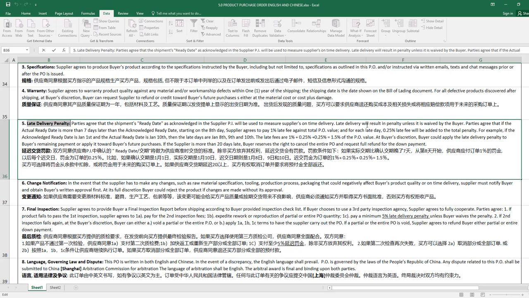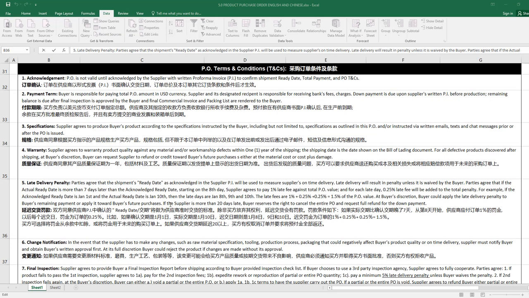So at the end of the day, you can choose to waive it: late delivery will result in penalty unless it's waived by the buyer. You can choose to waive the late delivery penalty if the supplier has been super good communicating with you and you choose to honor the partnership instead of penalize them and create a bitter feeling for the next order.